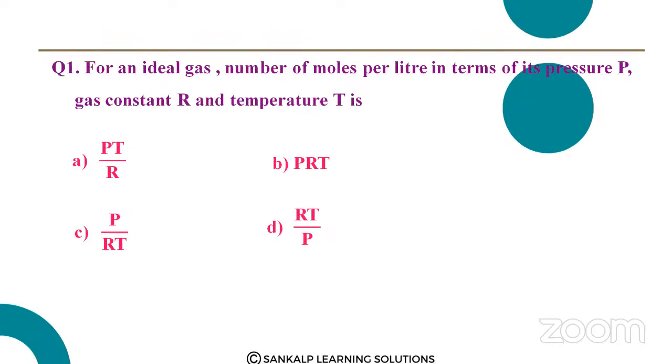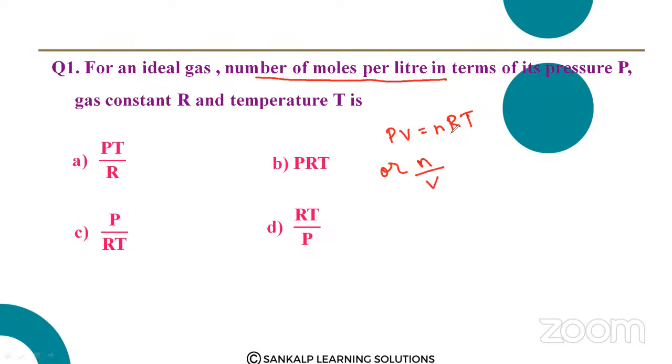Next is for an ideal gas. For an ideal gas, the number of moles per liter in terms of its pressure P, gas constant R, and temperature T is... Now here, how to solve this? What is the ideal gas equation? The ideal gas equation is PV equals nRT. What we have to find is the number of moles per liter. Number of moles per liter is nothing but n by V.